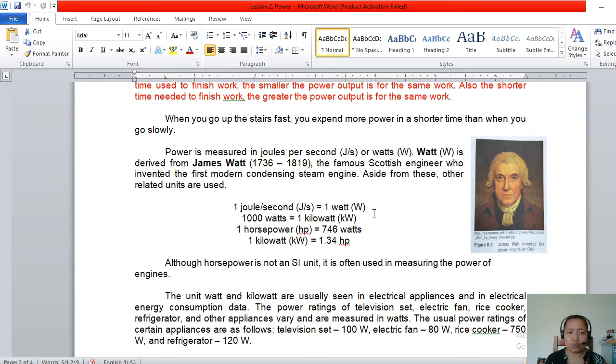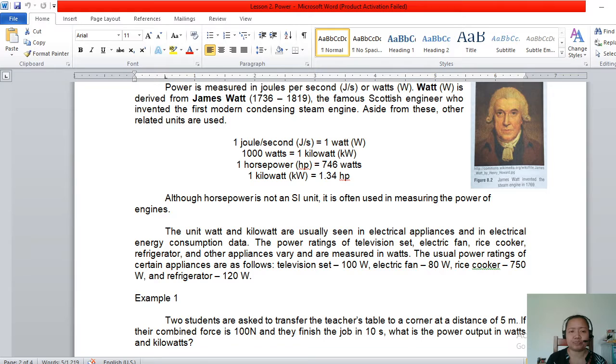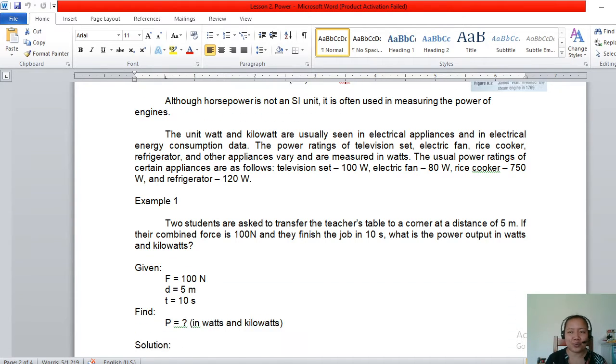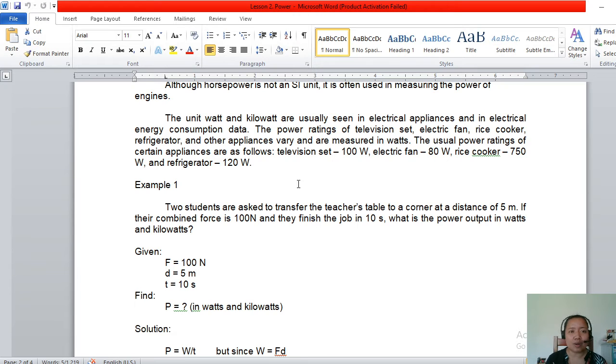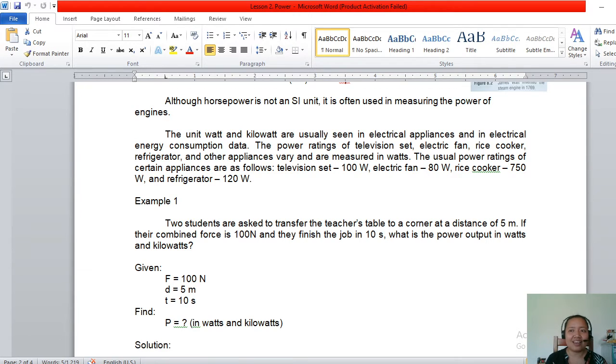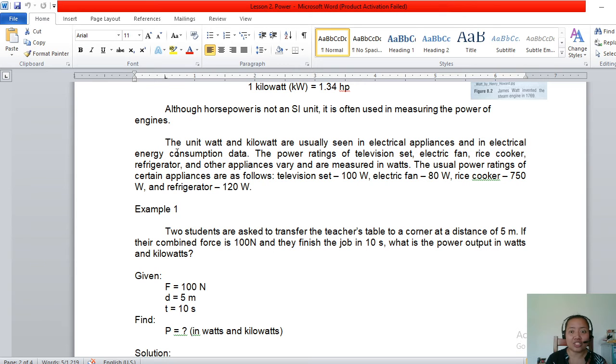1 joule per second is equal to 1 watt. 1000 watts is equal to 1 kilowatt. 1 horsepower, or HP, is equivalent to 746 watts, and 1 kilowatt is equivalent to 1.34 horsepower. Although we know that horsepower is not an SI unit, it is often used in measuring engine power. We can also see horsepower units being used in electricity supply and the like.